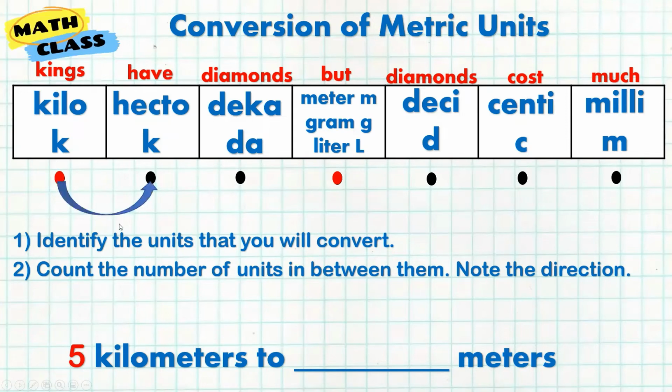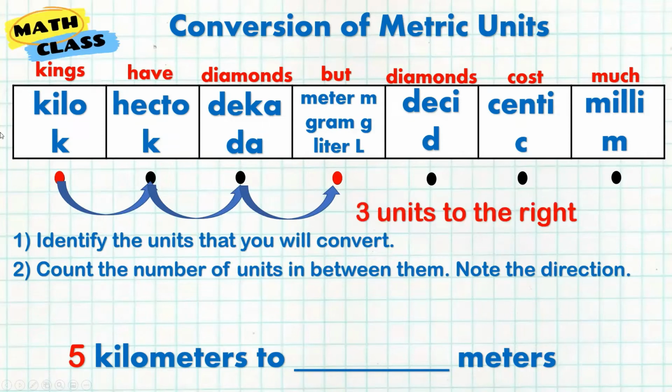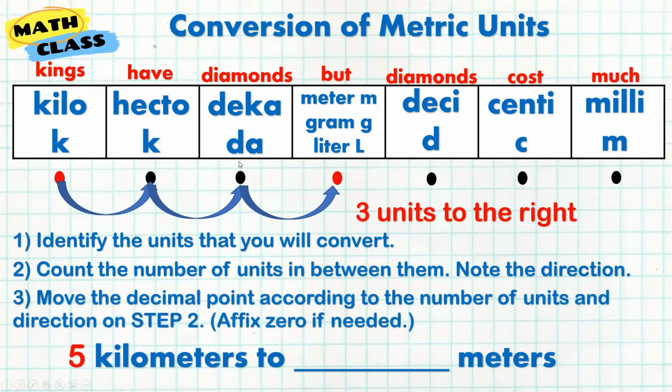So 1, 2, and 3. So we have 3 units, and the direction is it's going to the right. Now you have to take note, 3 units to the right. Now, based from that, you can now move the decimal point according to the number of units and direction on step 2. And you can affix 0 if needed.